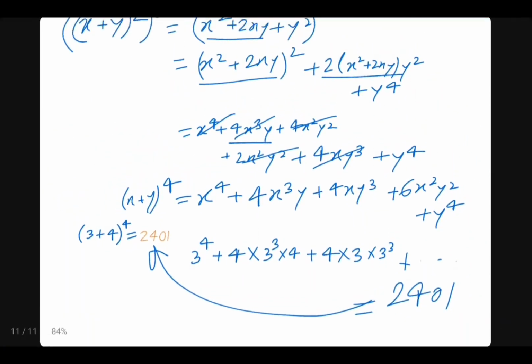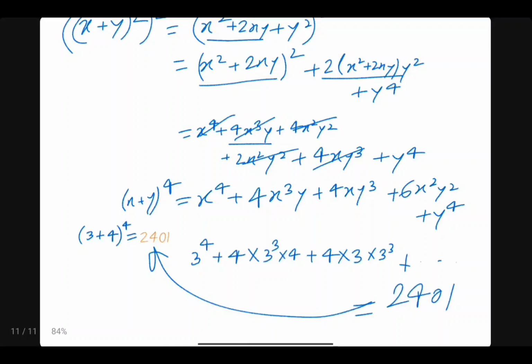And one important thing, it's just an observation: when you have an expansion like this, the first term and the last term will have the same power as here, x to the power 4 and y to the power 4, and in the middle there will be n minus 1 terms. There are 3 terms because the power was 4, 4 minus 1 is 3, that's why 3 terms in the middle.